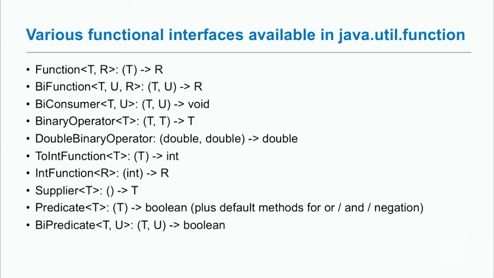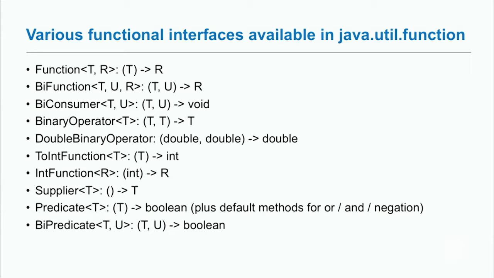And then, as I talked about, default methods are allowed in functional interfaces. So in the predicate, for example, there are default methods available for chaining together ors, ands, and doing negation on the predicate as well.